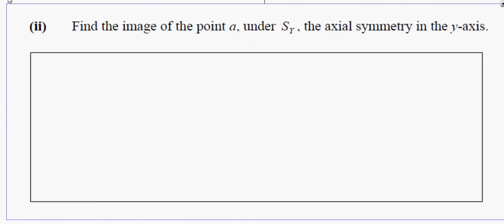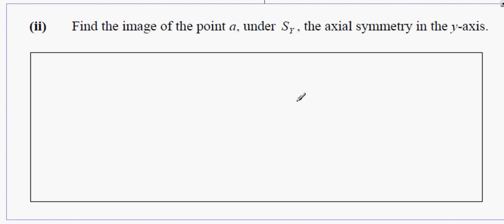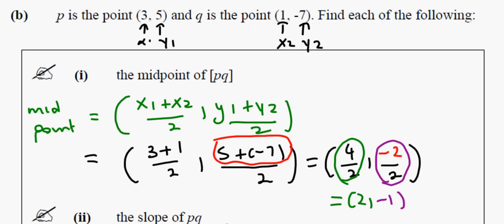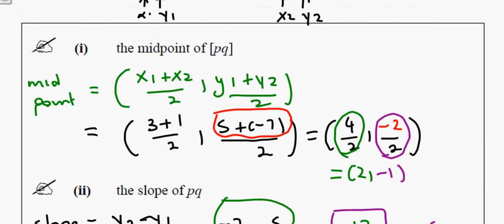Now, find the image of a point A under SY, axial symmetry in the y-axis. Okay, point A, excuse me, I do believe we're missing a question here. Yeah. Un momento.